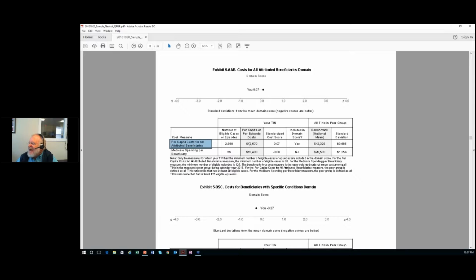And in this case, at $12,570, it's slightly higher than the $12,326 national average, and the standard deviation being 3,665, well within a standard deviation of that. Now, it looks like I've got a couple of questions. Let me pause to have a look at those.